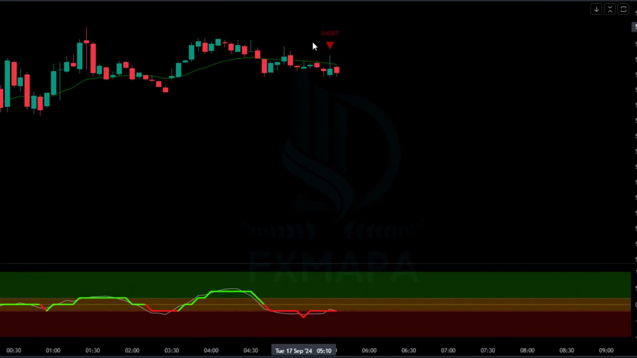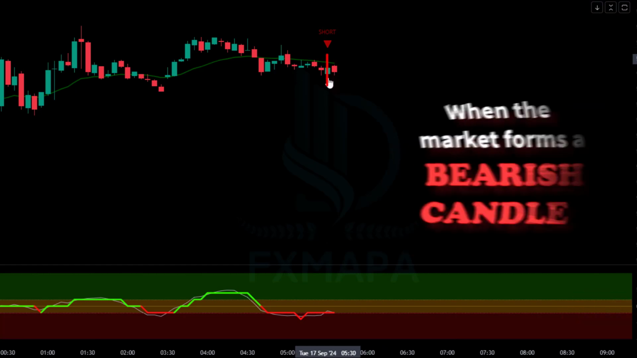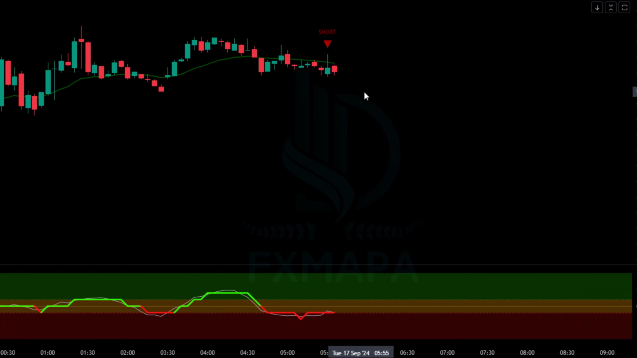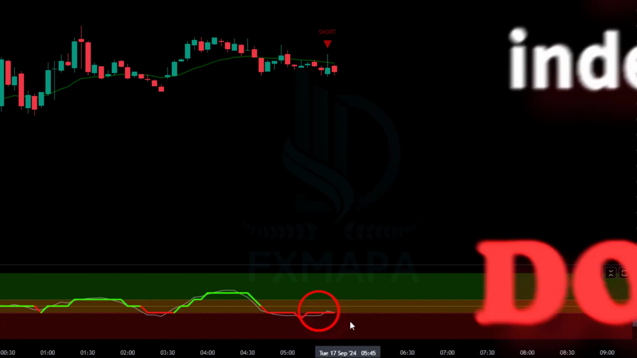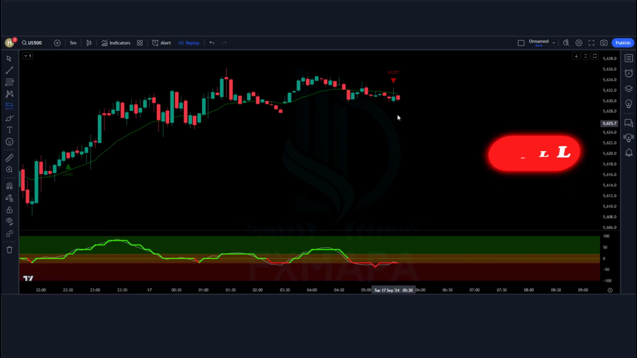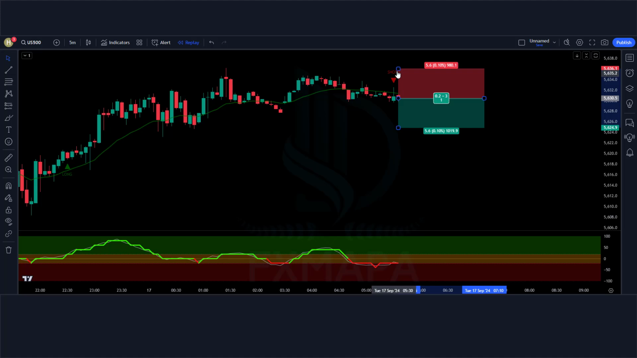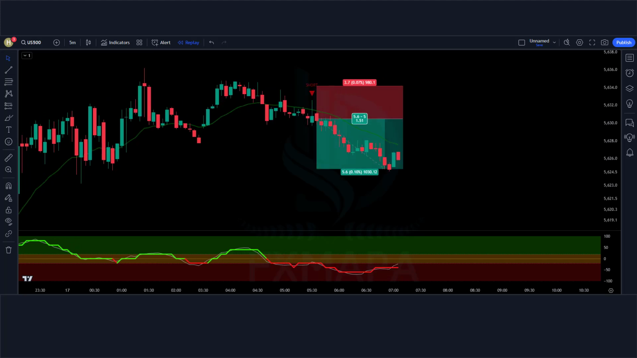Now, let's understand the concept where we will take buy and sell trades based on their conditions. When the Magic Cross indicator has given us short signal, when the market forms a bearish candle, when the Weighted Direction Efficiency Index indicator line should be downtrend. If this condition is fulfilled, then we will place sell order. Our stop loss will be placed at the current market's higher level, and the risk to reward ratio will be 1:1.5. The market has completely hit the target.